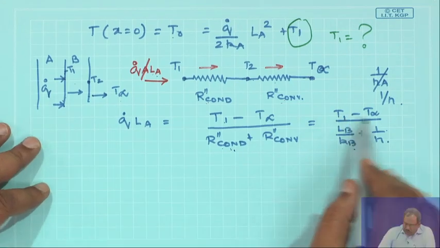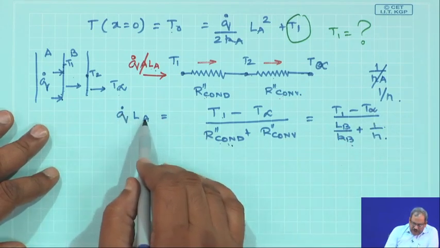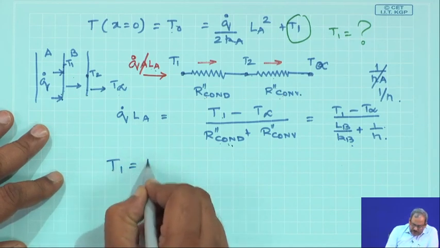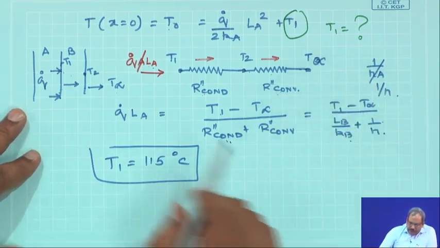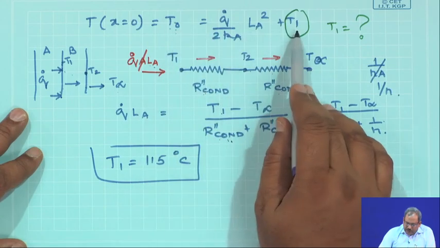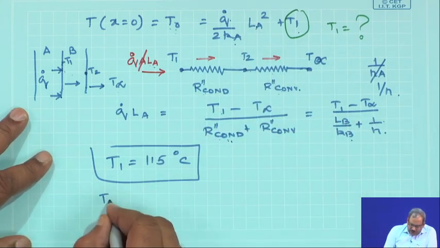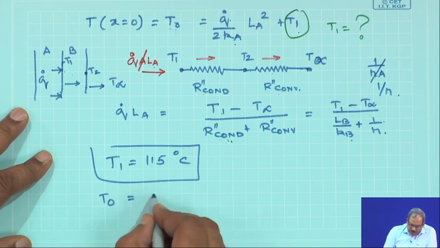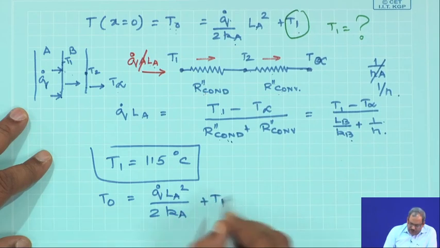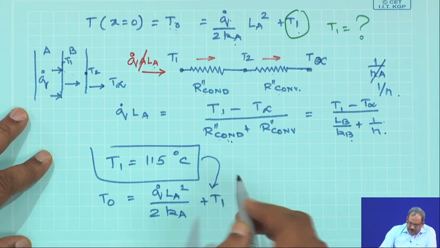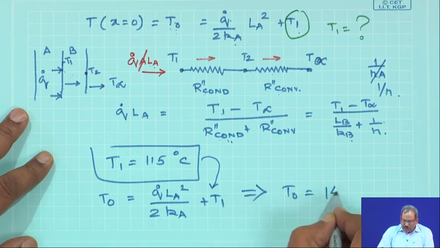So, when you plug in the values of LB, KB, h, T infinity and Q dot, LA, etc., what you are going to get is T1 as 115 degree centigrade. This is going to be the junction temperature. What we have over here is an expression for T0 in terms of T1, where Q dot, KA and LA are known to me. So, once I substitute T1 in this expression, Q dot LA square by twice KA plus T1, and put in the values of Q dot etc., what you would get is T0 as 140 degree centigrade.